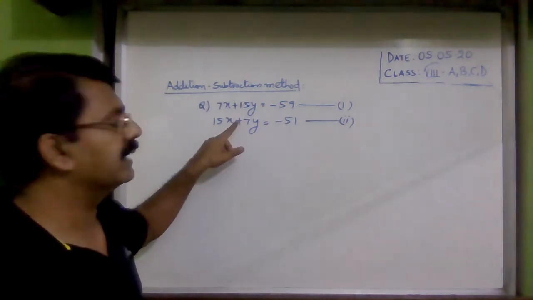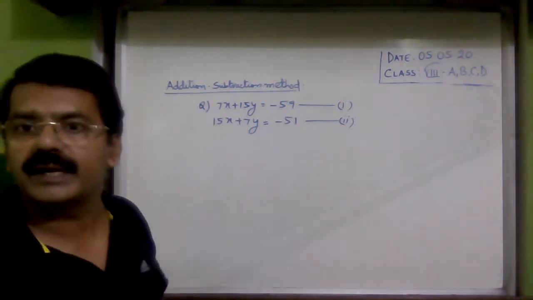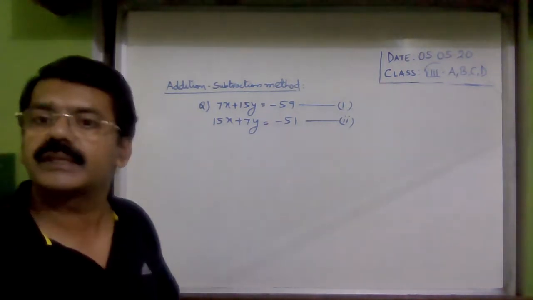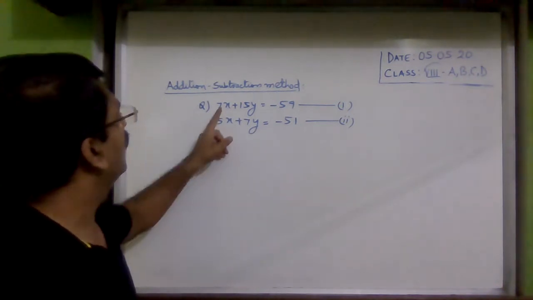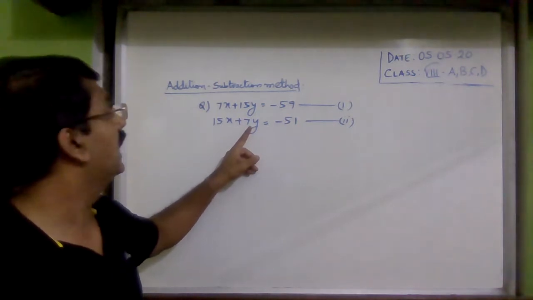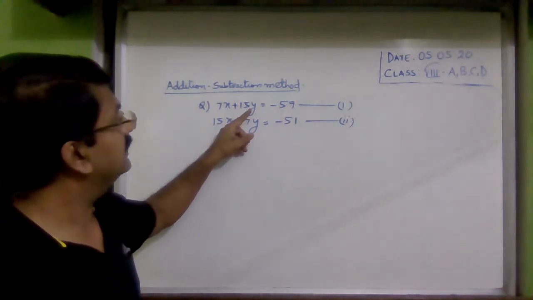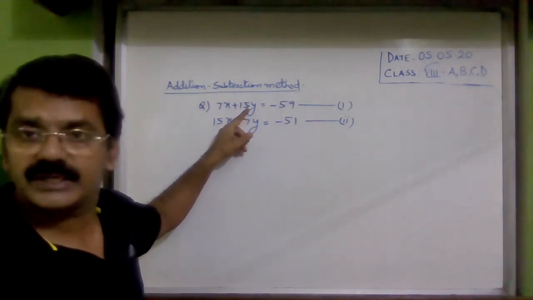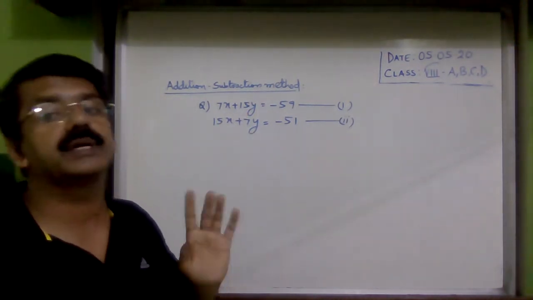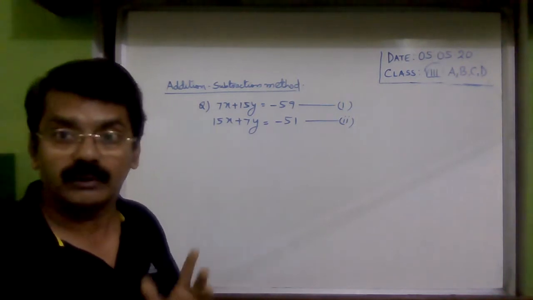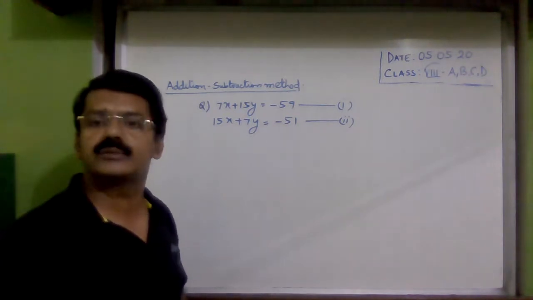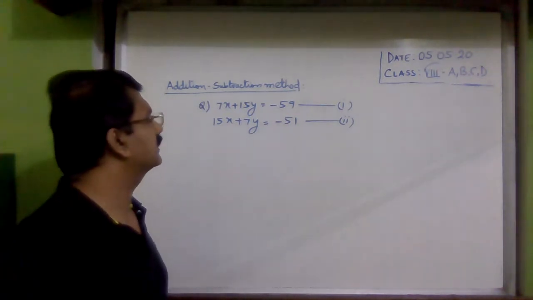Someone asked if there is a minus sign, can we apply addition subtraction method? The answer is no, because addition subtraction method can only be applied when the coefficient of x in the first equation is equal to the coefficient of y in the second equation, and the coefficient of y in the first equation is equal to the coefficient of x in the second equation, both in magnitude and sign. They must have the same sign also. Clear? So now we are going to solve these two equations using addition subtraction method.